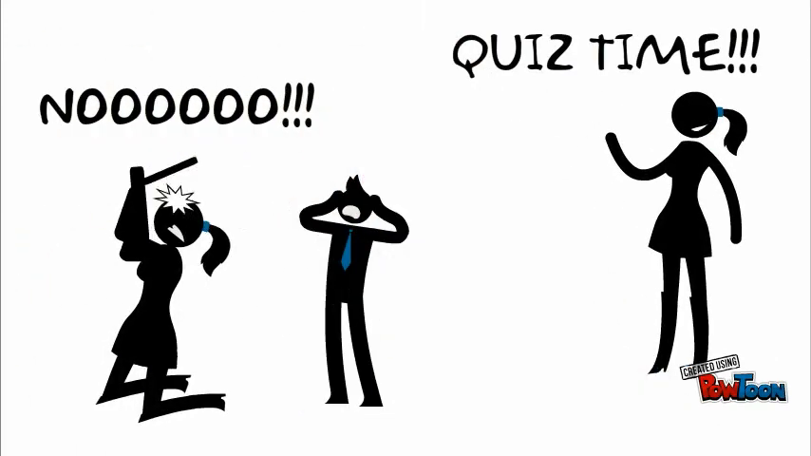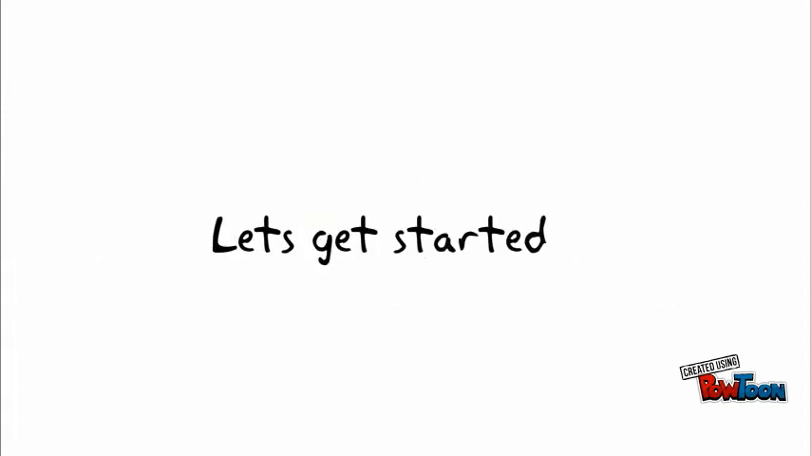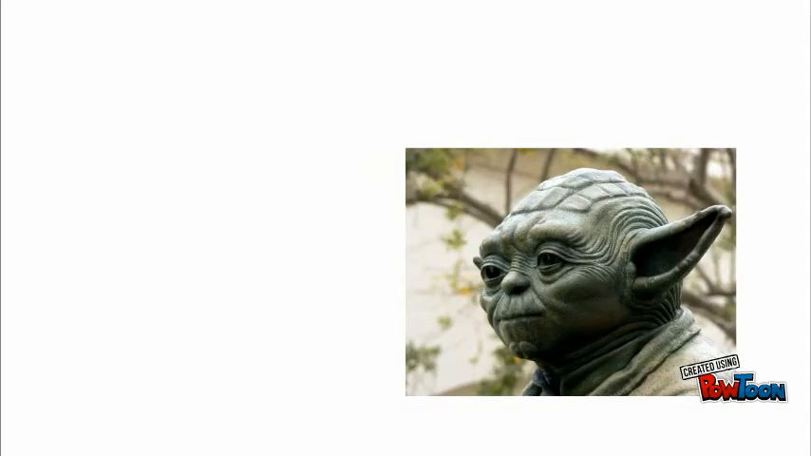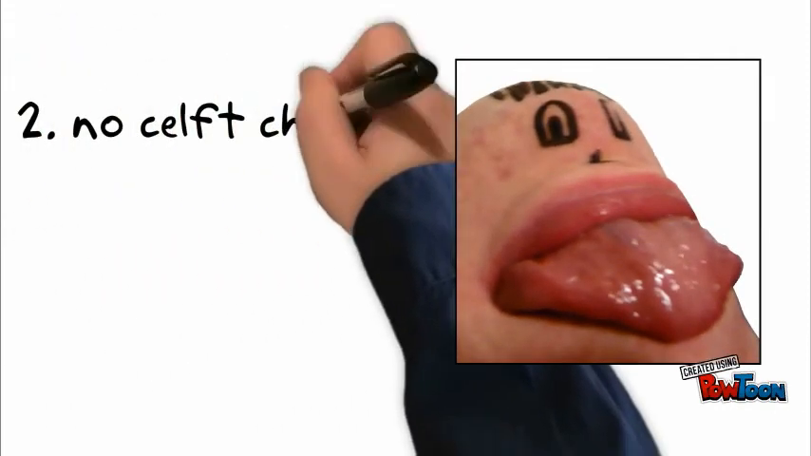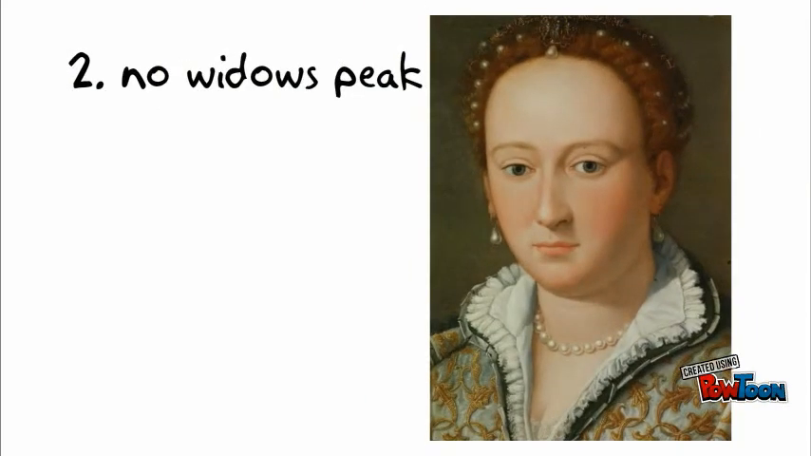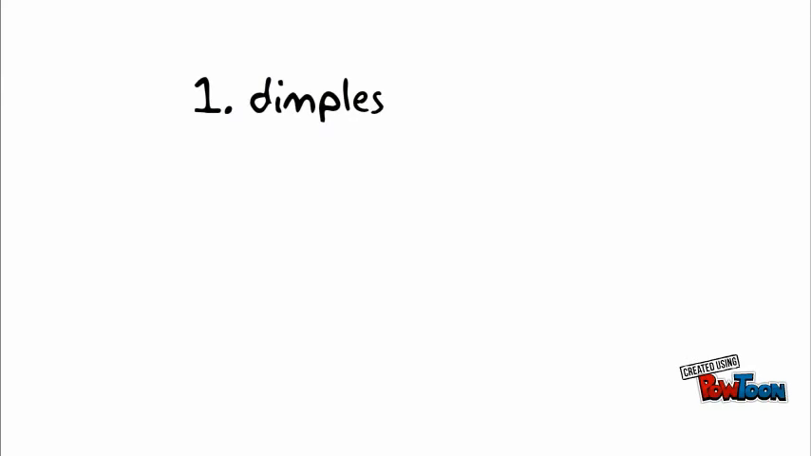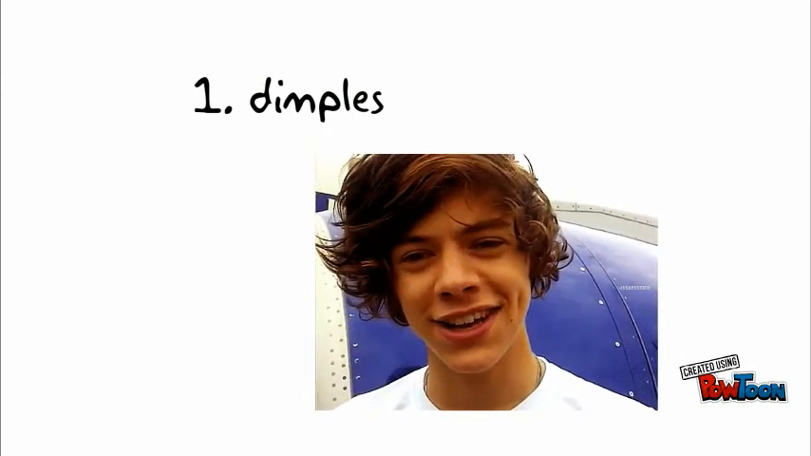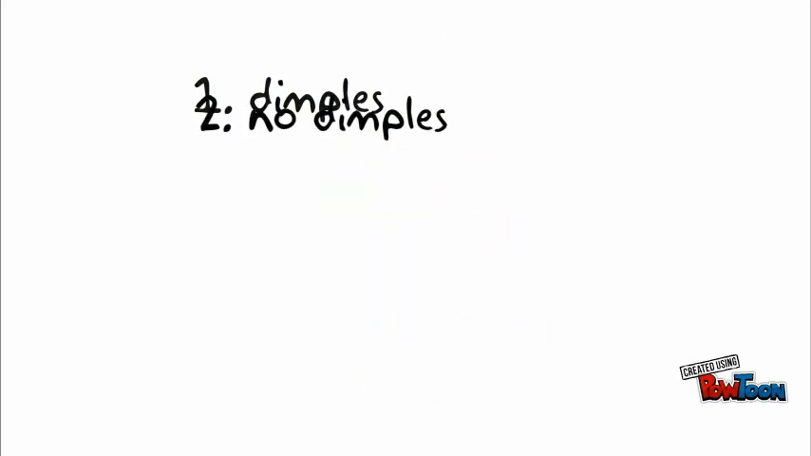Okay, let's take a quiz. If you choose 1, you have a dominant gene, and if you choose 2, you have a recessive gene. Okay, number 1, cleft chin. Number 2, no cleft chin. Number 1, widow's peak. Number 2, no widow's peak. Number 1, dimples. Number 2, no dimples.